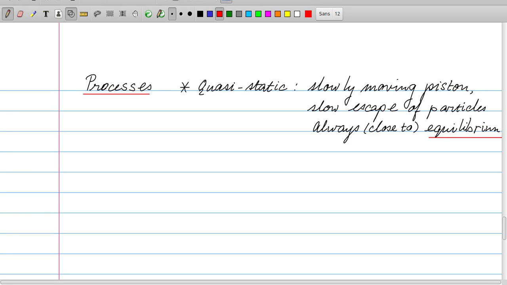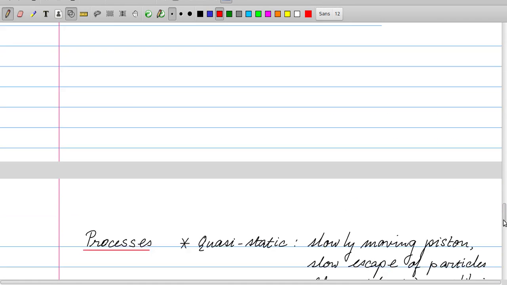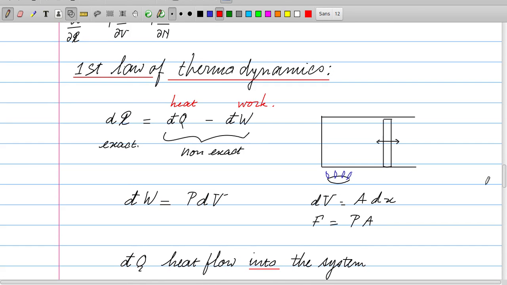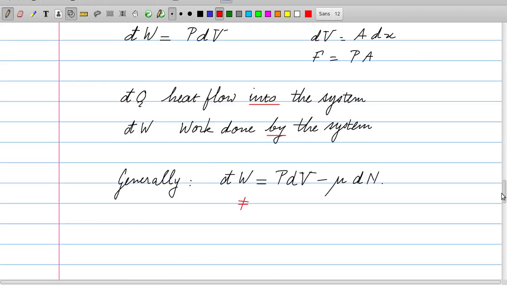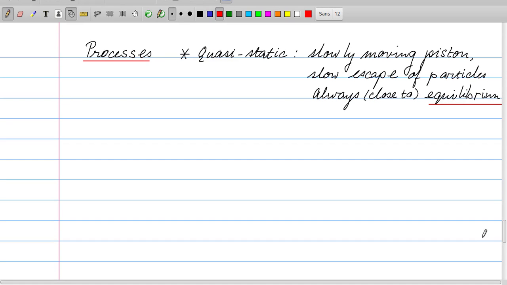The first type of process that we want to distinguish is the quasi-static process. If we have a piston which closes off a system, like we have seen before, then we can move the piston so slowly that the gas is always very close to equilibrium. That's an example of a quasi-static process. The other example is that we have an escape or an addition of particles which is so slow that the system always is in equilibrium. So those processes are called quasi-static.